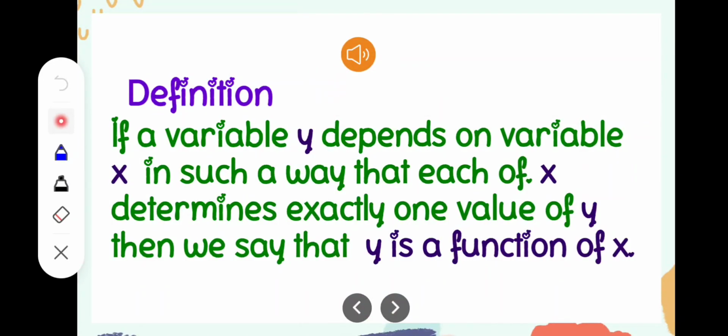Here is the definition of a function. If a variable y depends on a variable x in such a way that each value of x determines exactly one value of y, then we can say that y is a function of x. Note that a relation becomes a function only when for each value of x there must be exactly one value of y. Let's consider an example.